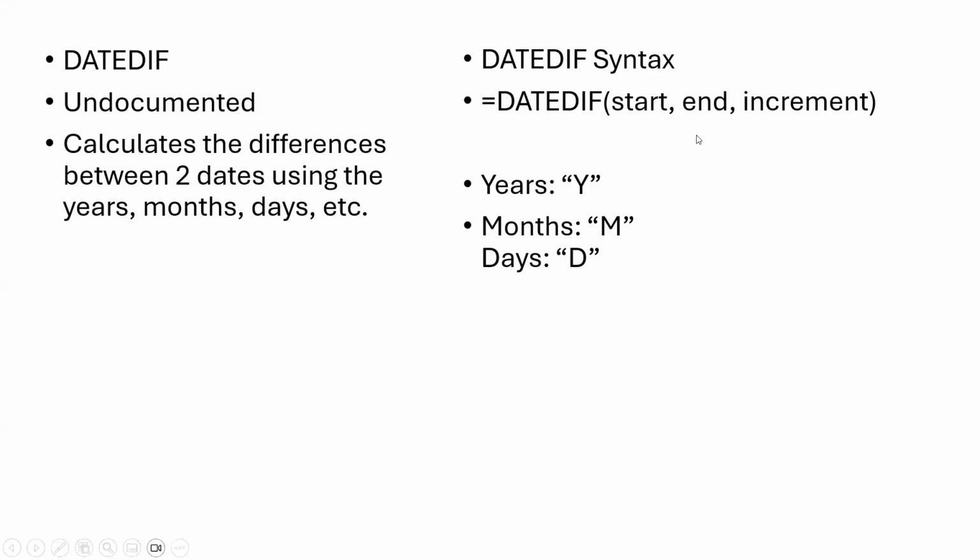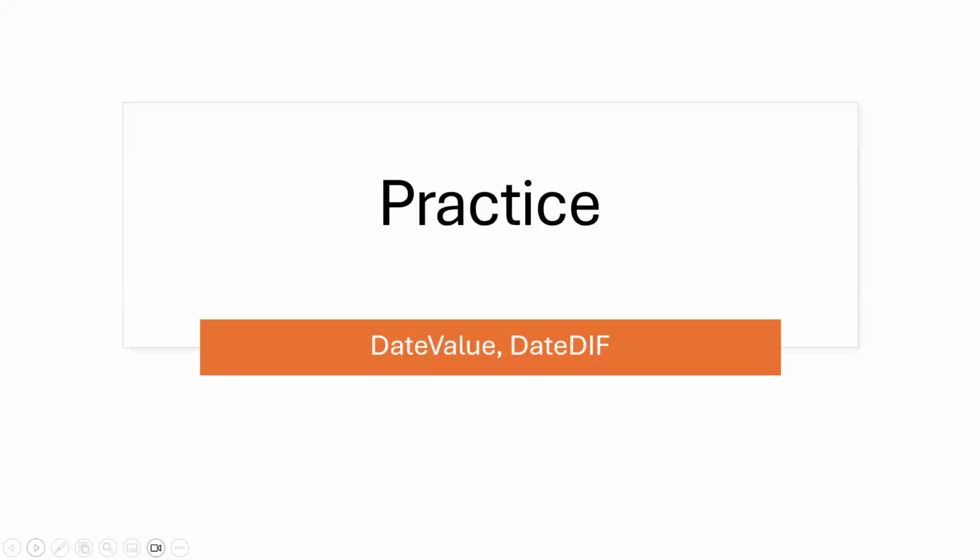And this is the syntax for the date difference. You give it your start date and you give it your end date, and you tell Excel in terms of increment whether you want a year. A year is represented by Y, months by M, and days by D. So in a couple of seconds, you are going to see how that works. Okay, so let's practice the date difference and the date value.